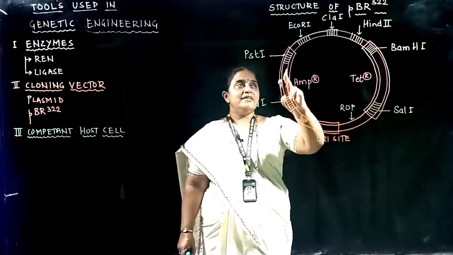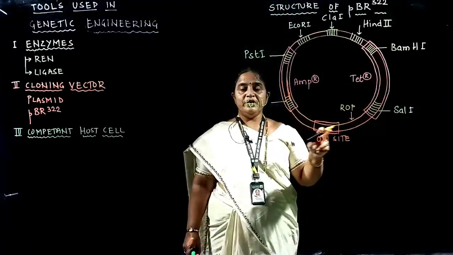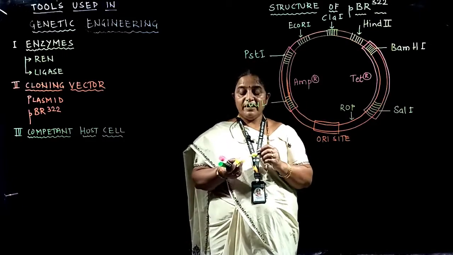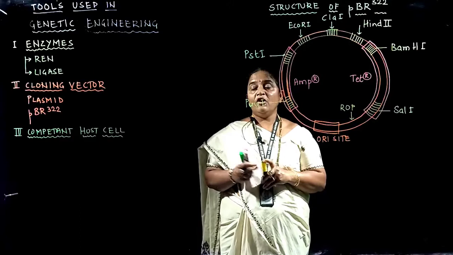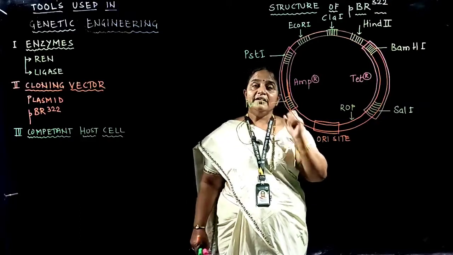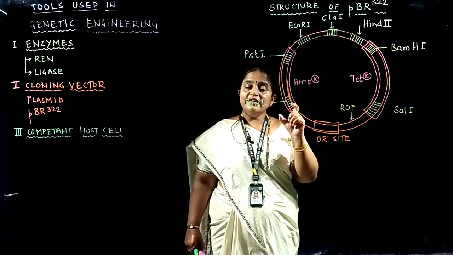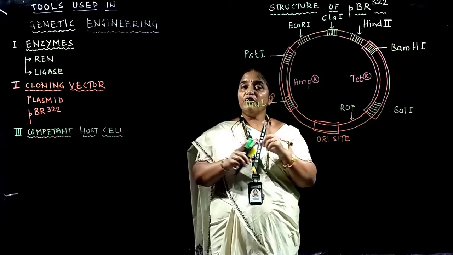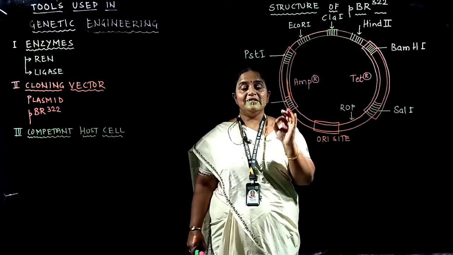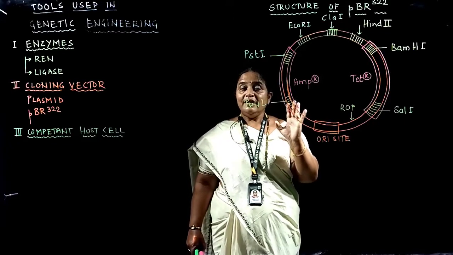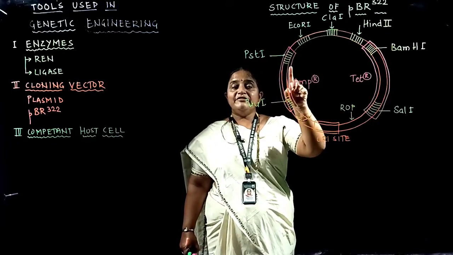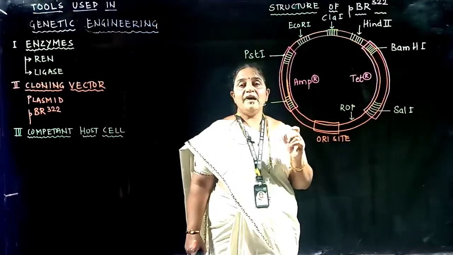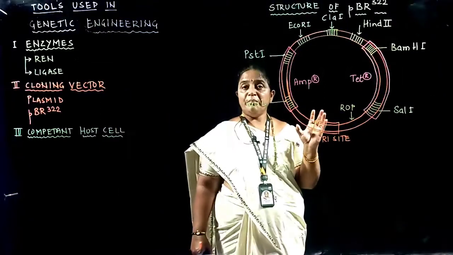Other than that, various palindromes are shown here, which are reverse repeats, and each palindrome is recognized by a specific REN. Already we discussed that REN is a molecular scissor recognizing a specific nucleotide sequence which can be read in forward and backward direction. The sequence remains the same. Thus, a specific palindrome is recognized by a specific REN. So, REN has specificity towards the palindrome.